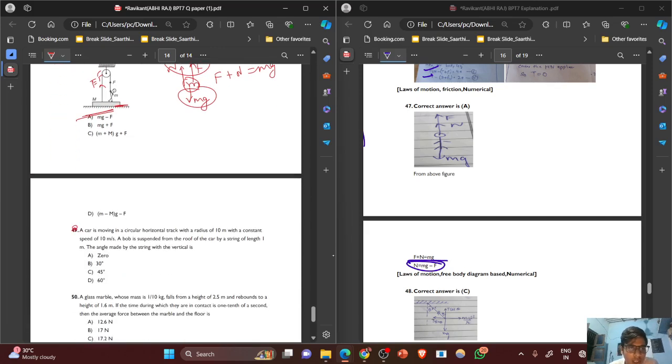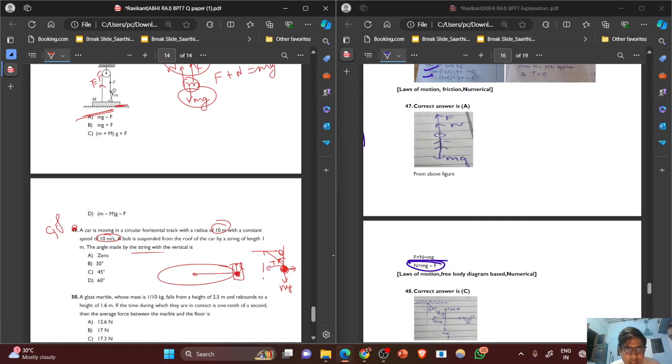Moving to the 48th question. A car is moving on a circular horizontal track with a radius of 10 meters at constant velocity. A bob is suspended from the roof of the car, and the length of the string is L. The string makes an angle like this, and there are two forces: mg, and the tension, let's suppose at angle theta.